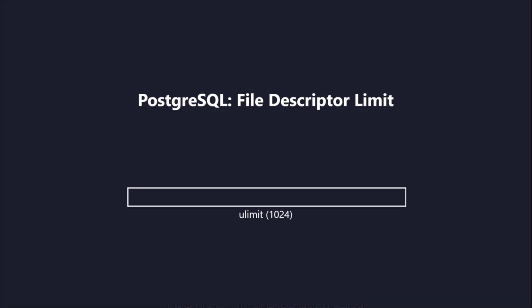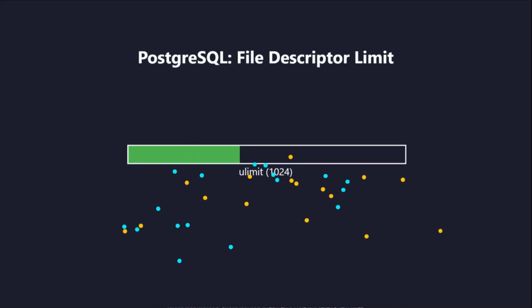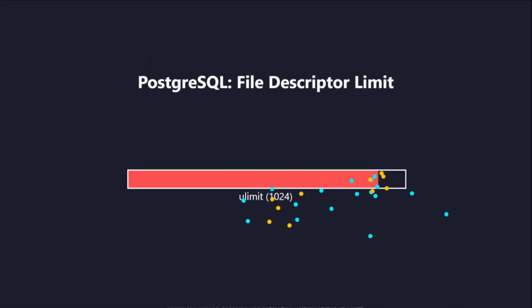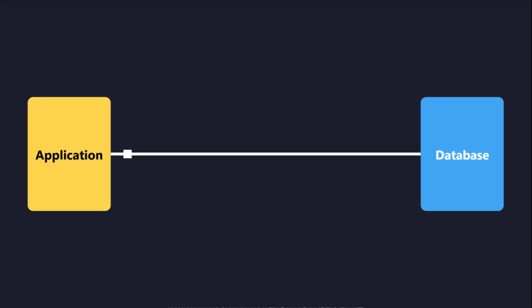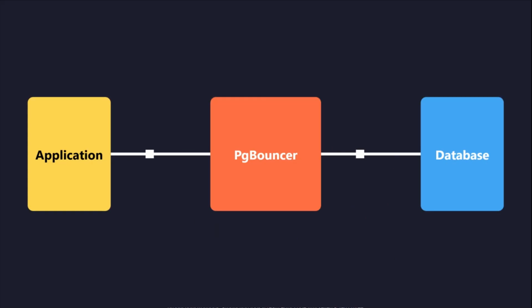Check the ulimit for open files for the Postgres user. Each connection and every open table file counts against this operating system constraint. The most efficient solution is a connection pooler like PgBouncer. It sits between your application and the database to manage a queue of requests.